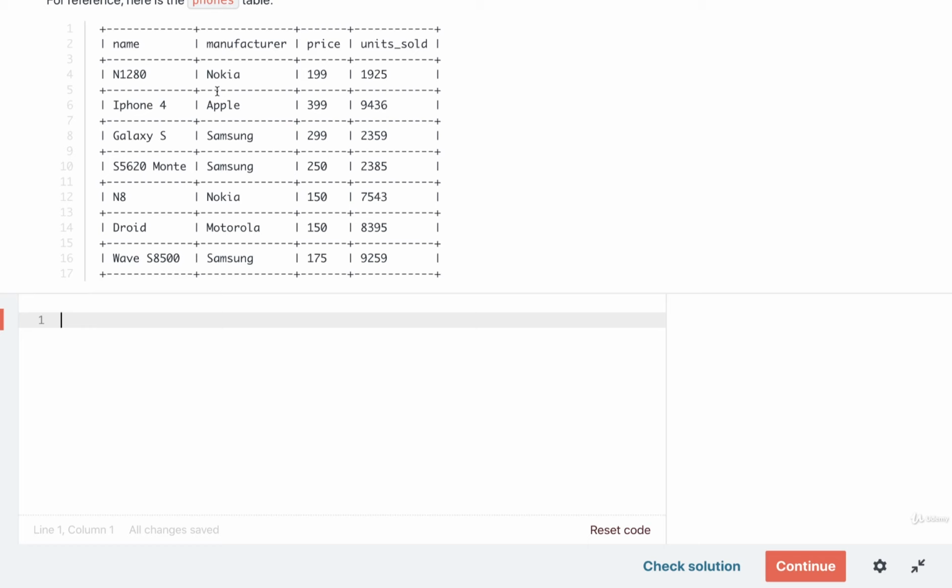values inside of here. The correct answer should probably be something like 4, because I see Nokia, Apple, Samsung, and Motorola. So those are 4 unique manufacturers. So go ahead and try to put a query together. We'll take a look at a solution in just a moment.